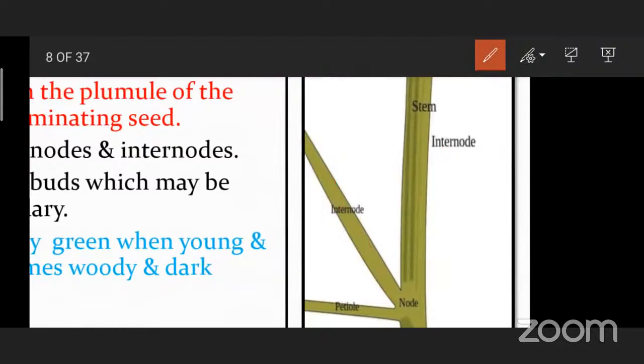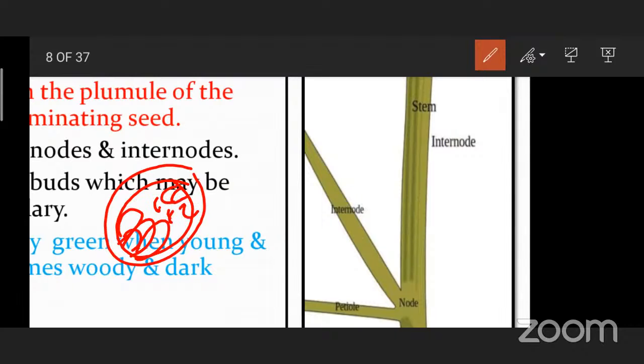It is developed from the plumule of the embryo of germinating seeds. For example, this is the seed, this is the embryo: one egg cell, two synergid cells, two polar nuclear cells, three antipodal cells. It is developed from the plumule of the embryo of the germinating seed. This is called the plumule.